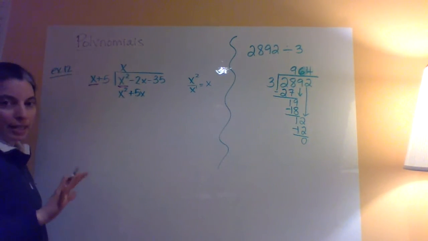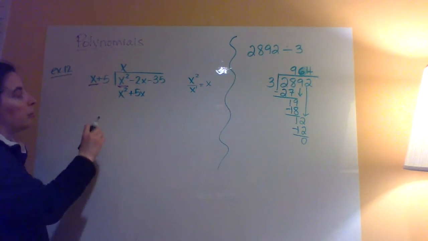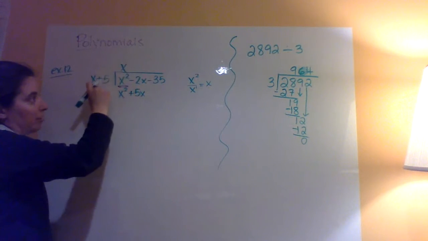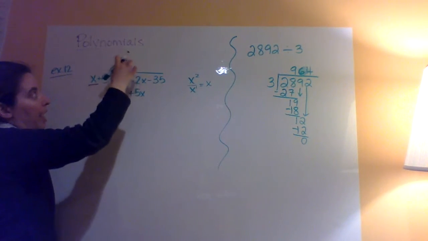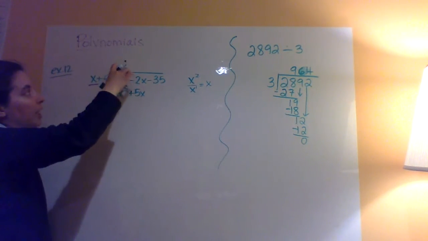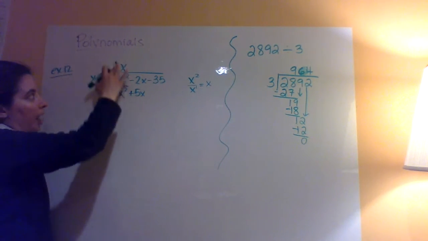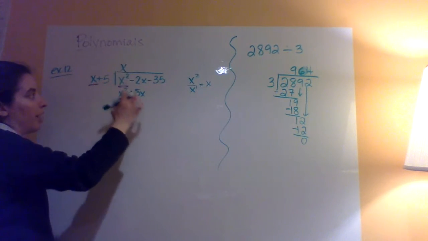Just take a minute and see if you understand what we did so far. We figured out x times what equals x squared. Or we can think x squared divided by x. Either way, we need an x here. So I put an x here, and then I multiply by both of those terms here. X times x is x squared, x times 5 is 5x.